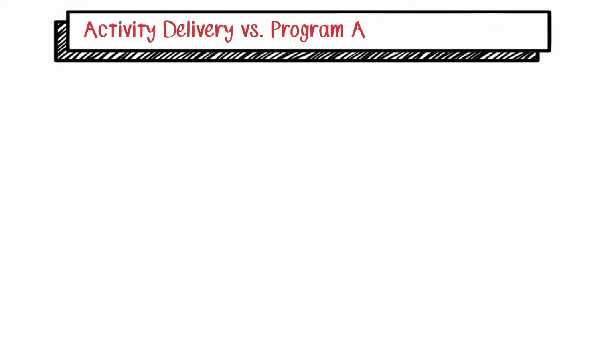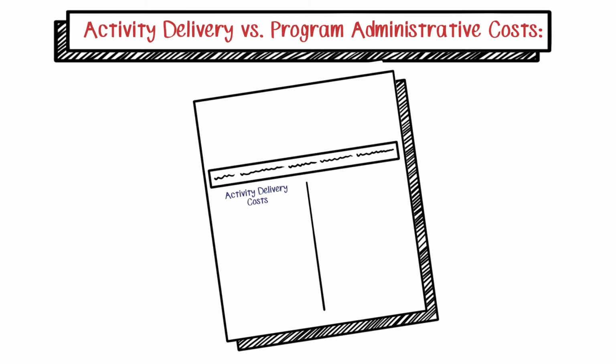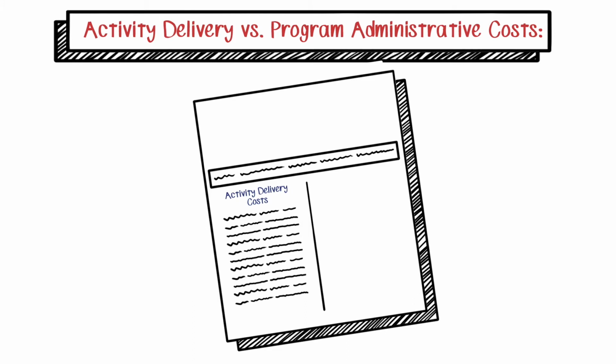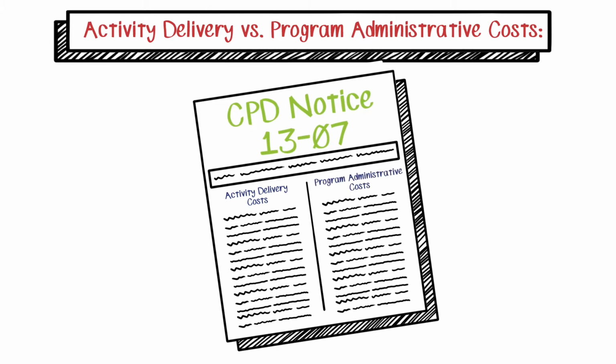Activity delivery costs are those allowable costs incurred for implementing and carrying out eligible CDBG activities. The costs are associated with the specific activity and are not for the overall administration of the CDBG program. CPD Notice 13-07 provides more information differentiating activity delivery costs from program administrative costs.